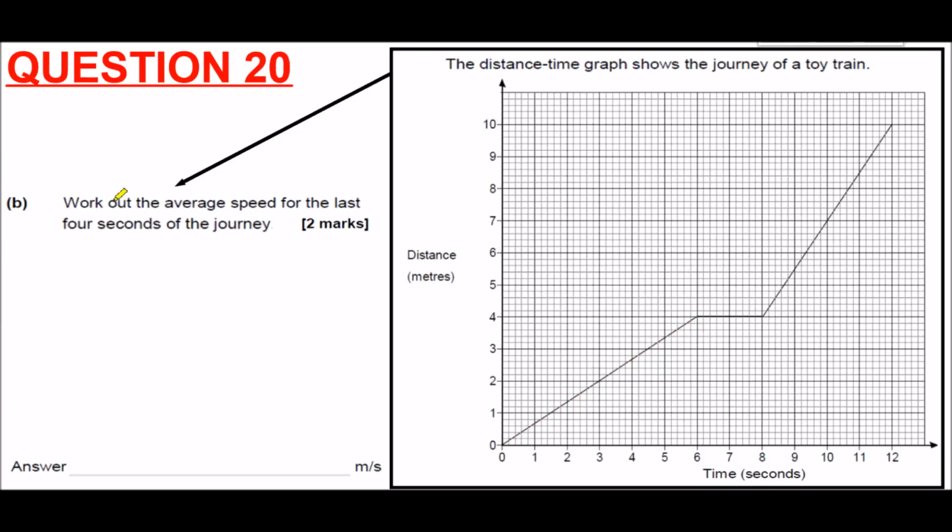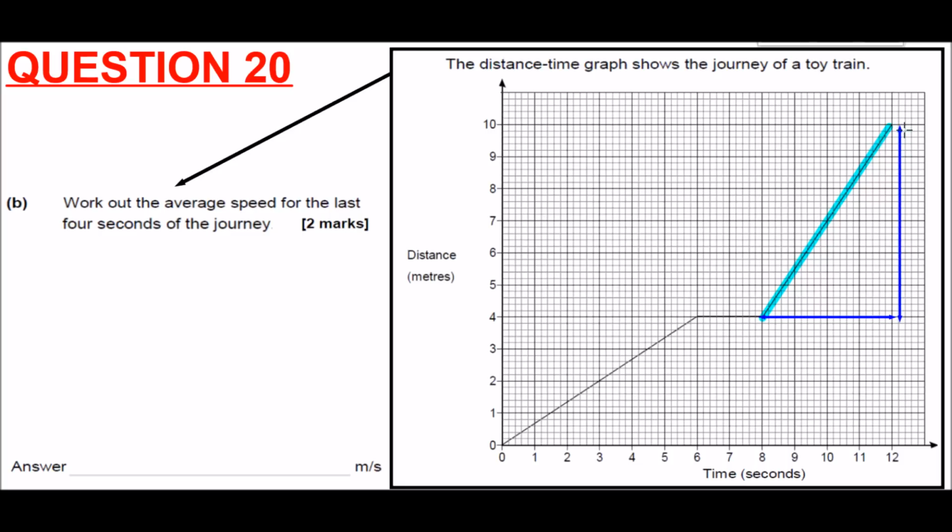Part B, we need to work out the average speed for the last 4 seconds of the journey. So it only goes up to 12 seconds. So the last 4 seconds of the journey is from 8 seconds all the way to that final 12 seconds. So we're looking at this part of the line. And so in the last 4 seconds, we can work out how far does it travel in those last 4 seconds.